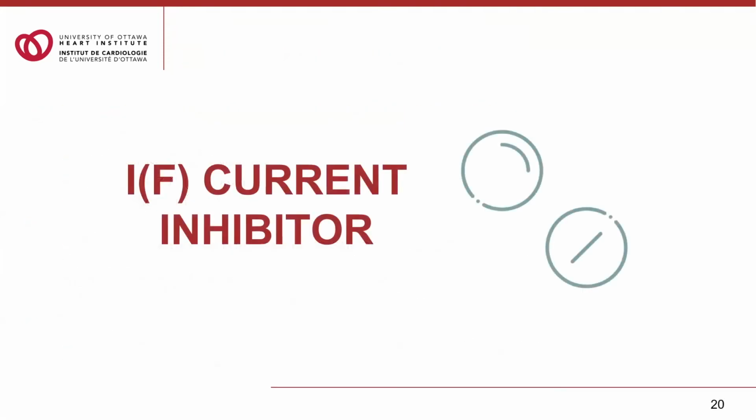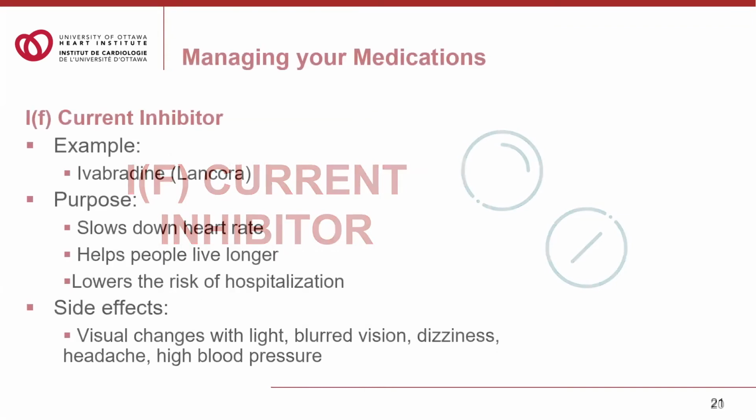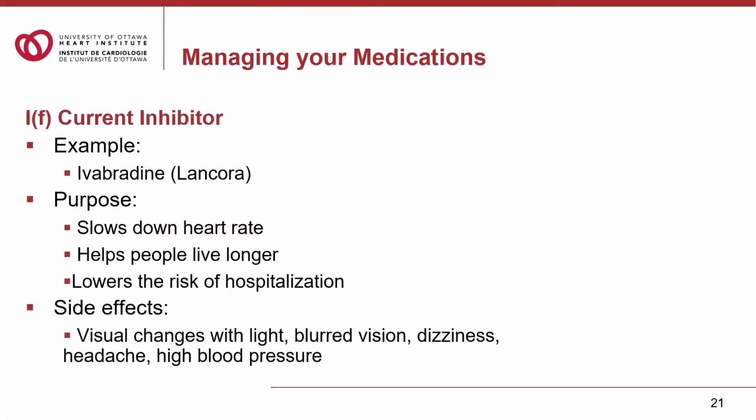And then we have our If current inhibitors. The example of this medication is ivabradine. This medication helps to slow down your heart rate, it helps people live longer, and it lowers your risk of hospitalization. In order to be placed on this medication, there are specific parameters.